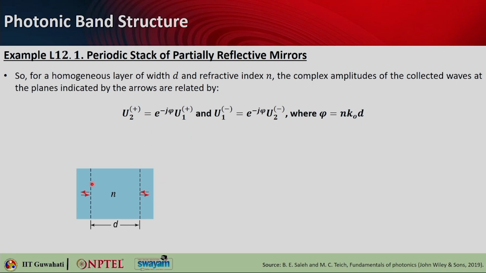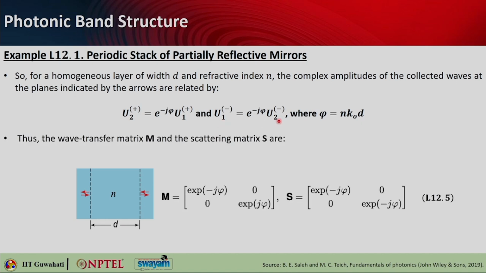They are traveling this particular distance, so they will add up a phase. U2 plus will be simply U1 plus times e to the power minus j phi. What is phi? Phi will be n k naught d. Here n is the refractive index, k naught is the free space wave vector or wave number, and d is the thickness of that layer. Similarly, you can also correlate U1 minus and U2 minus. That is how you can obtain the wave transfer matrix as well as the scattering matrix for this particular case.